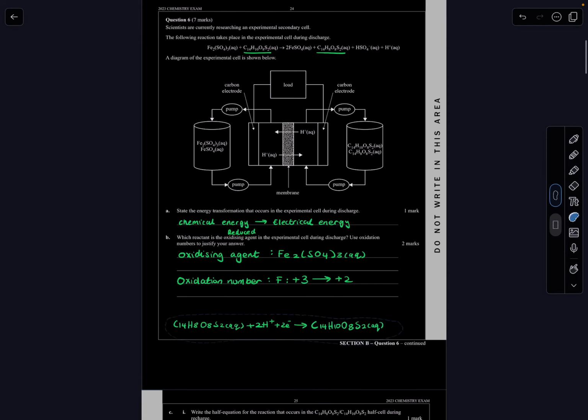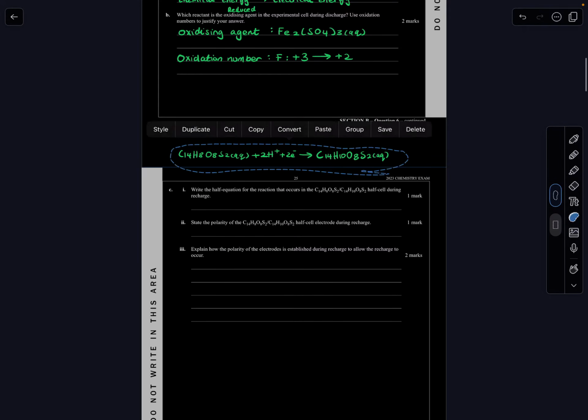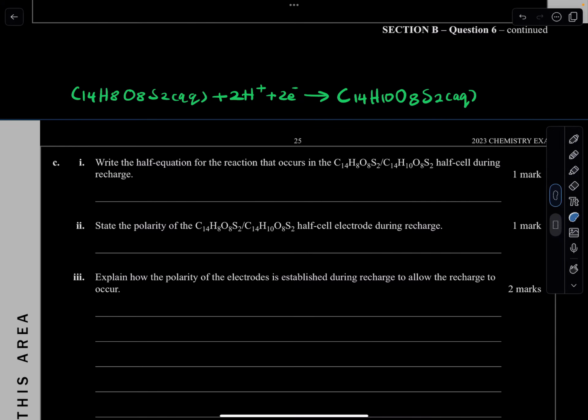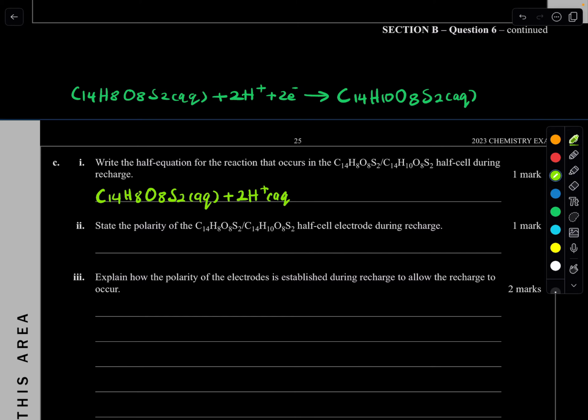So let's bring it down here. Let's write it in a nice different color. So write the half equation for the reaction that occurs for this cell during recharge. So remember, it just flips. Let's write that down. So it's C14H8O8S2 aqueous plus 2H+ aqueous plus 2 electrons, and that all goes to C14H10O8S2 aqueous.